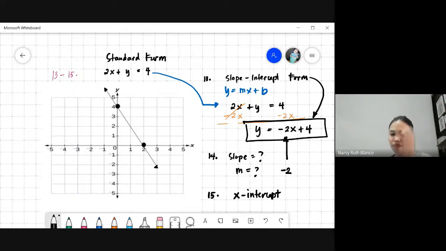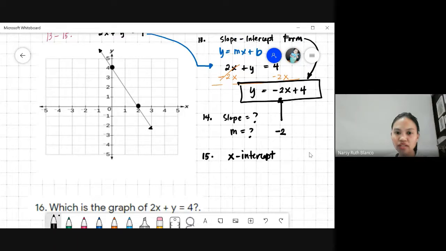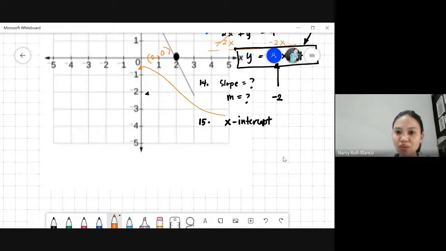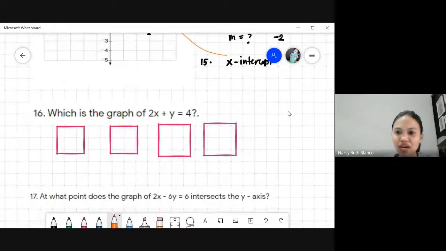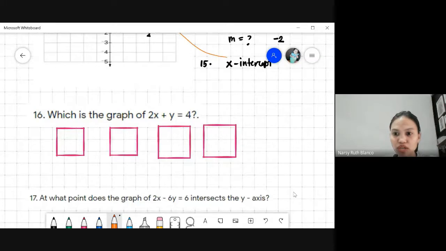The x-intercept is the point where the graph passes through the x-axis. So the x-intercept, class, is this one. What ordered pair is that? That is, x is 2 and y is 0. It does not go up; it is already on the x-axis. So that is our x-intercept.